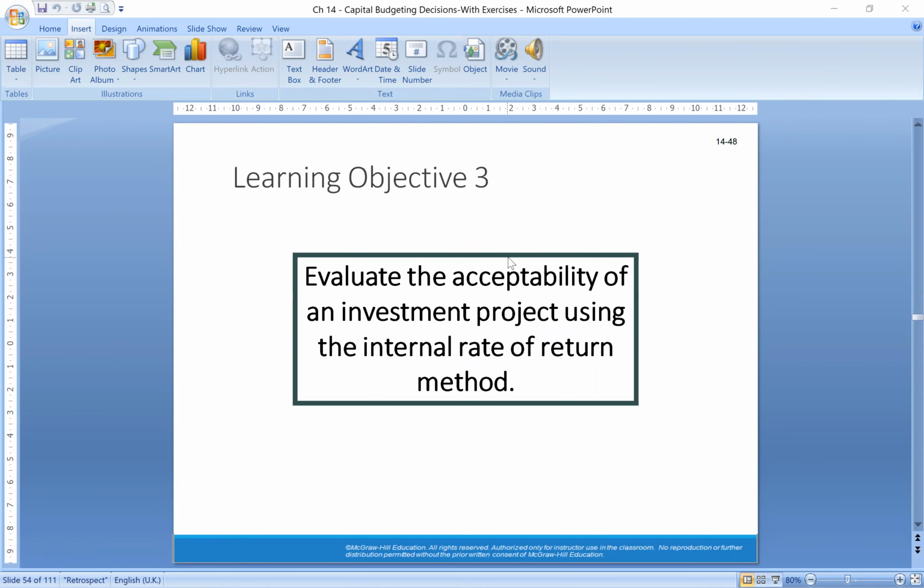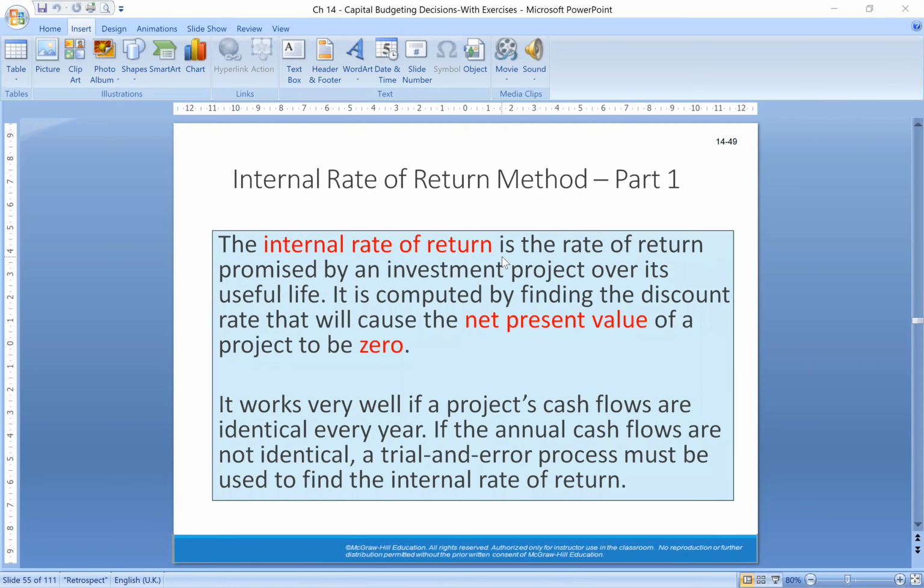Then objective number 3, evaluate the acceptability of the investment project using the internal rate of return method. The internal rate of return method is the rate of return promised by the investment project over its useful life, which is the required rate of return, same. It is computed by finding the discount rate that will cause the net present value of the project to be 0. It works very well if the project cash flows are identical every year. If the annual cash flows are not identical, the trial and error process must be used to find the internal rate of return. Example.